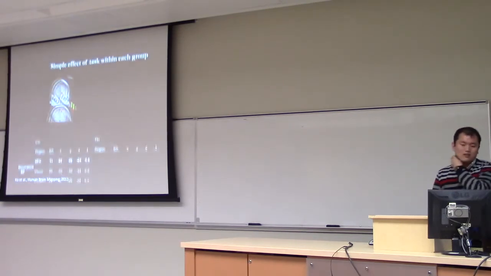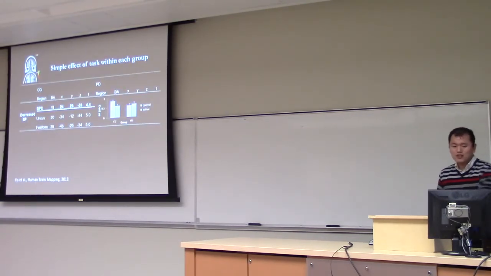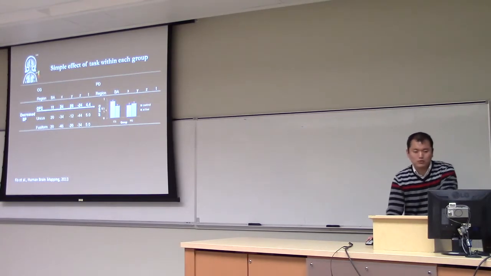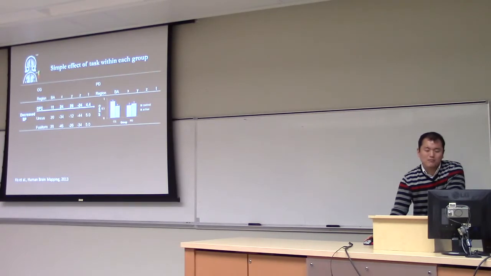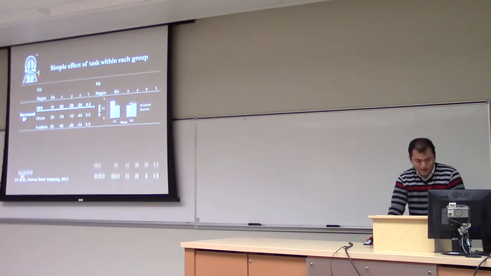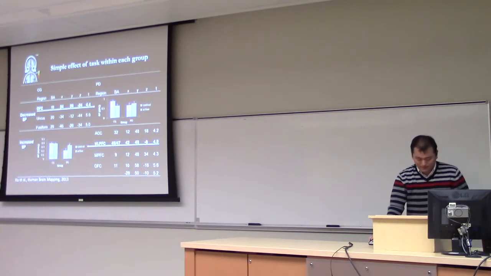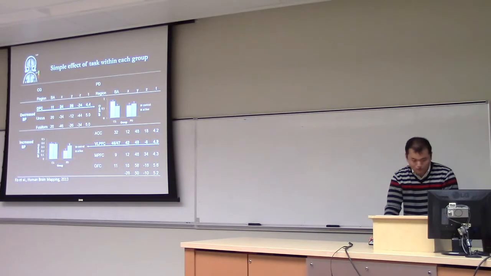So we looked at the simple effect of a task within each group. In the control group, the healthy controls, there was a decreased FLB binding in orbital frontal cortex and some limbic regions when they performed this Montreal cluster task compared to the control task. But that was not happening in the PD patients. Instead, there was actually increased FLB binding potential in the anterior cingulate, ventrolateral prefrontal, and these regions in the PD patients during the performance of the Montreal cluster task.